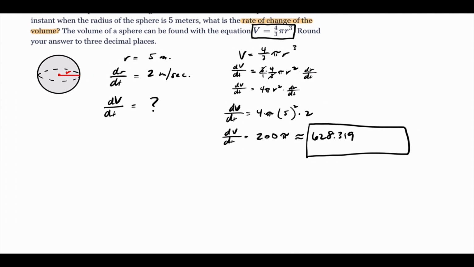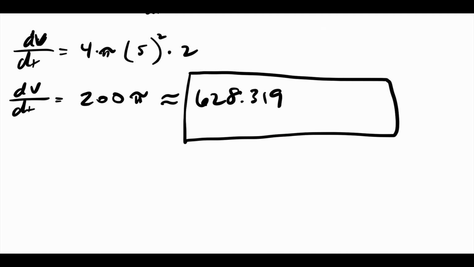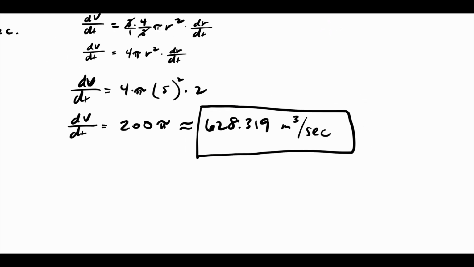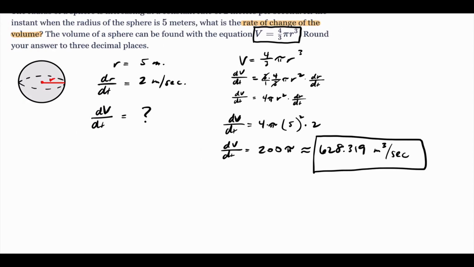Last step, how would we label that? What would be the units for this guy here? That would be cubed, right? So we're talking meters cubed. Was it a volume or was it the rate of a volume? So it's going to be over seconds. If it's just regular volume, it's just meters cubed. But if it's a rate of a volume, then it's meters cubed over time.